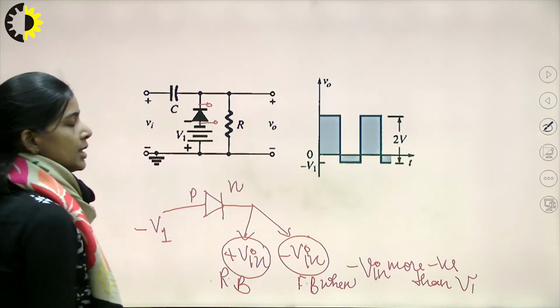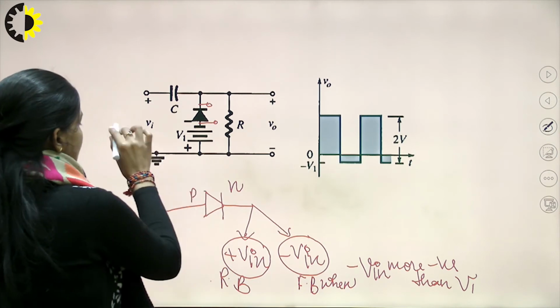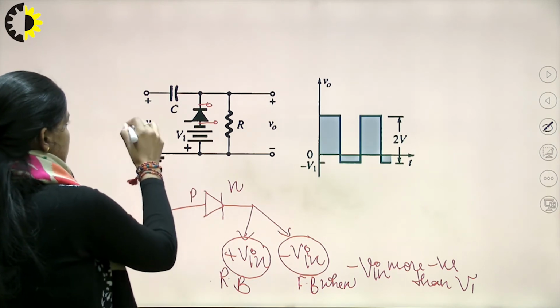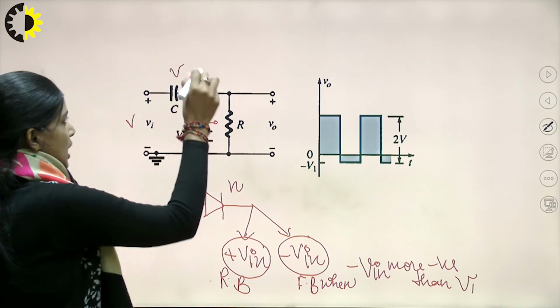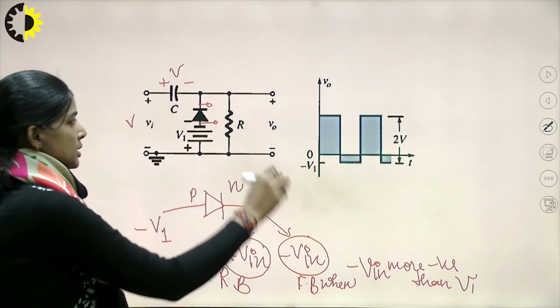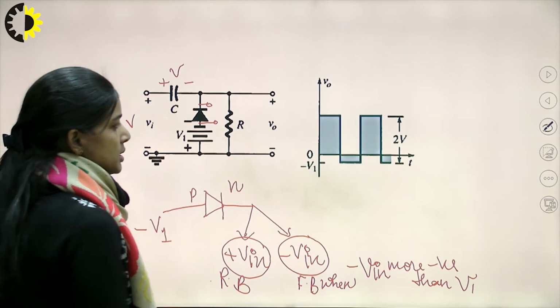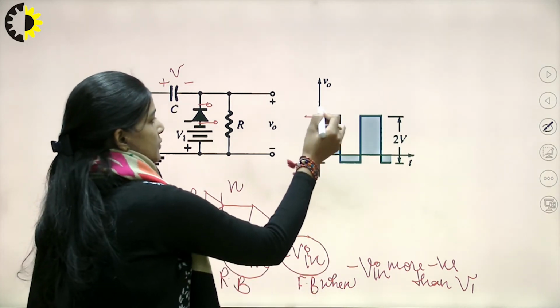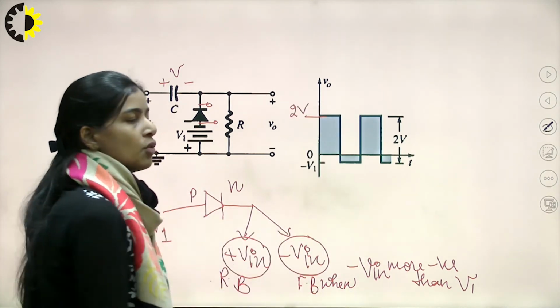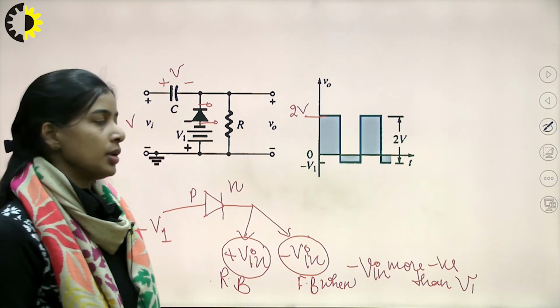This will be acting as an open circuit, and here we are having positive V. The capacitor will get charged to V voltage. So the total voltage that will appear across the output is 2V. So during the positive cycle, we get 2 volts at the output.